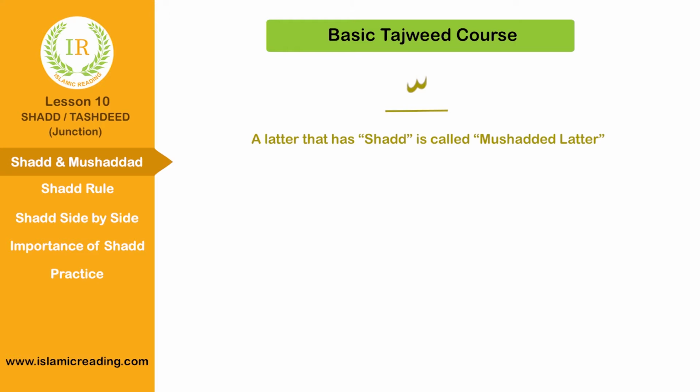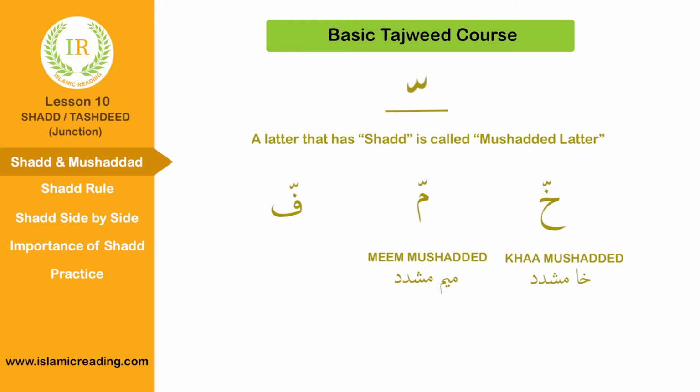Similar to the Sakin letter, which we studied in the previous lesson, Mushaddad letter is also just a term. It will be used in the advanced Tajweed course, so keep it in mind for future lessons. Let's see some examples of the Mushaddad letters. If Kha has Shadd, it will be called Kha Mushaddad. If Mim has a Shadd or Tashdeed, it will be called Mim Mushaddad. If Fa has a Shadd, it will be called Fa Mushaddad. Mushaddad letter just means that a letter has a Shadd.